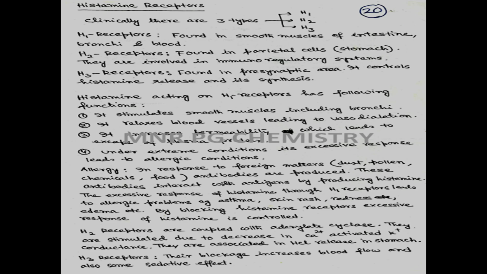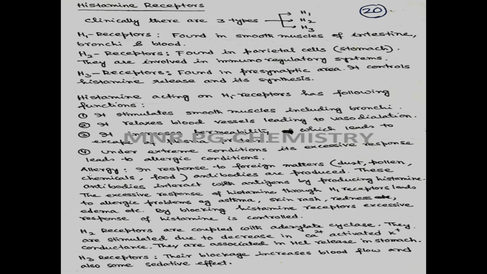Now when histamine acts on the H1 receptor, which is present in the intestine, in the bronchi, and also in the blood, what is its role? It stimulates the smooth muscles including bronchi, it relaxes the blood vessels so BP falls down, and it increases the permeability, which leads to the escape of plasma protein. So these are the three important effects. Fourth, under extreme conditions, its excessive response leads to allergy.